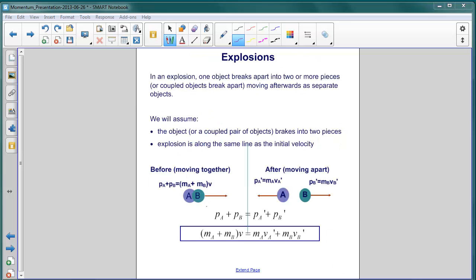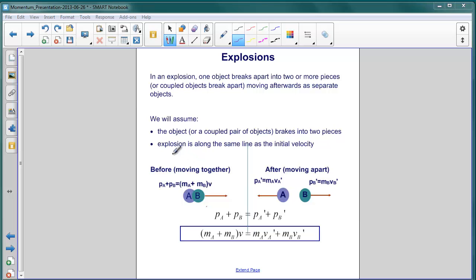Our first application of conservation of momentum is explosions. In an explosion, one object breaks apart into two or more pieces, or objects that are stuck together and moving together break apart, moving afterwards as separate objects. We'll assume two things. One, that the object or a coupled pair of objects break apart into two pieces, and that the explosion is along the same lines as the initial velocity.